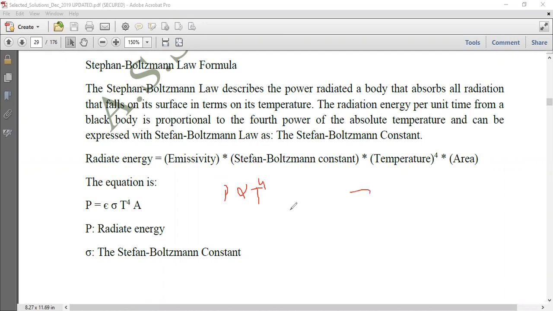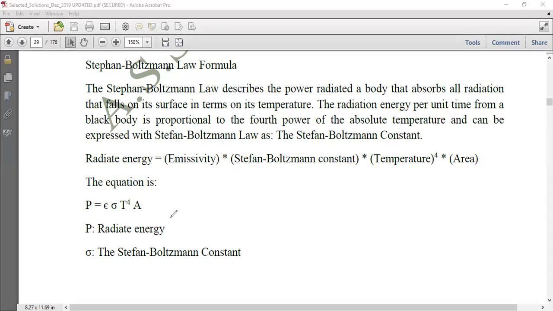This is understood. Energy is directly proportional to T to the power 4, so higher energy means higher temperature; more temperature means more energy.